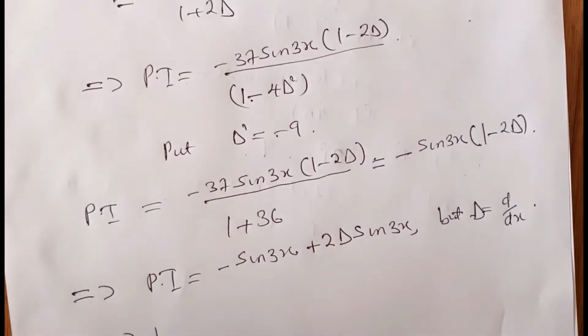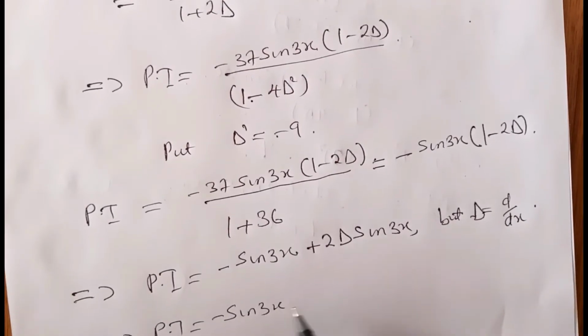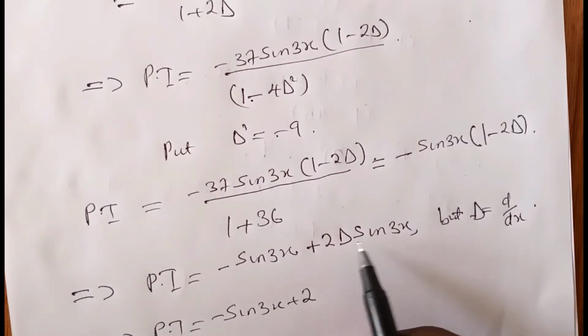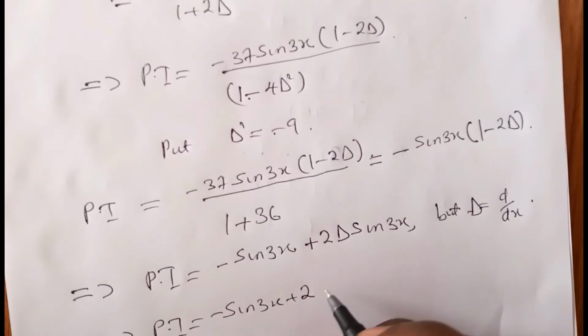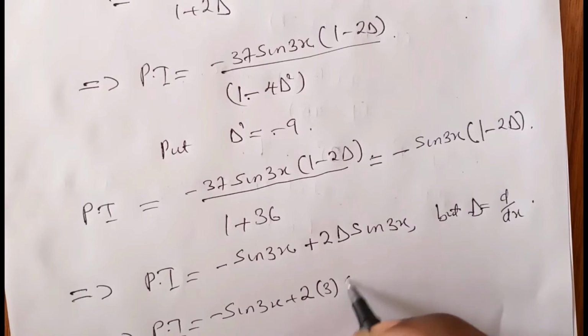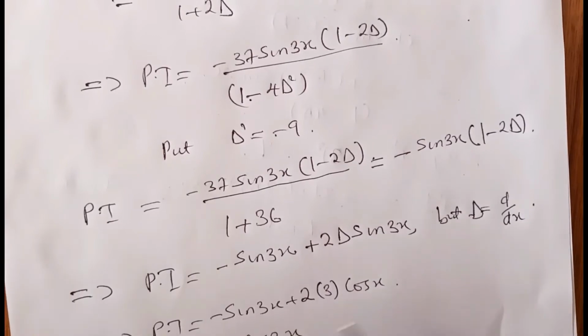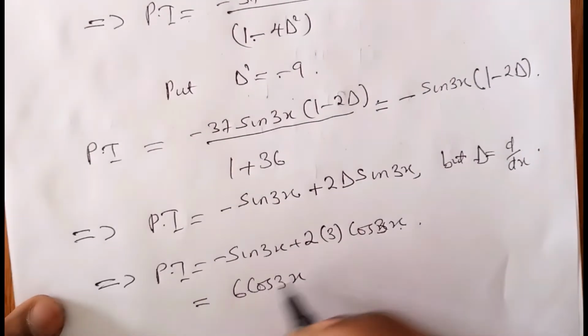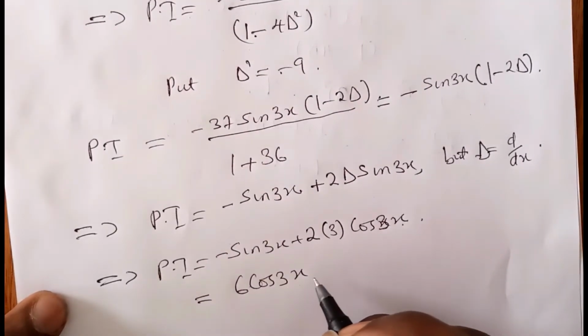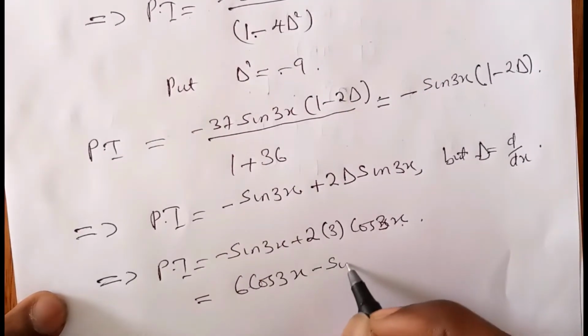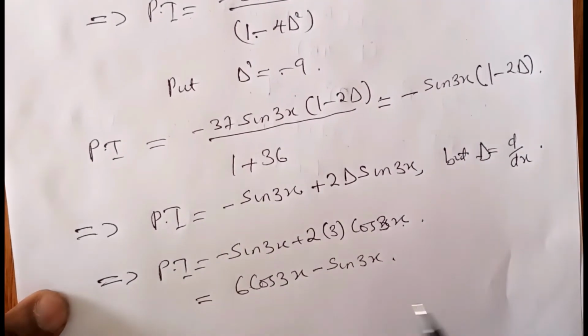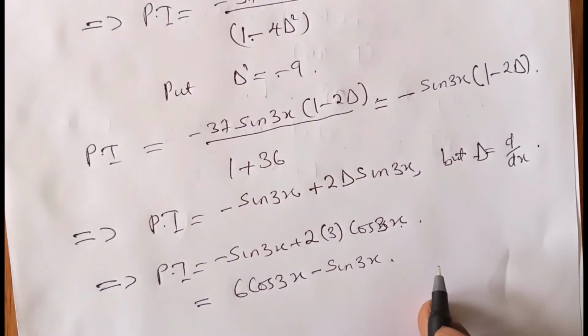So that implies that the PI will be minus sine of 3x plus 2 times the derivative of sine of 3x. The derivative of sine of 3x is 3 cos of 3x, and then the PI will be 6 cos of 3x minus sine of 3x, which is the solution for the particular integral.